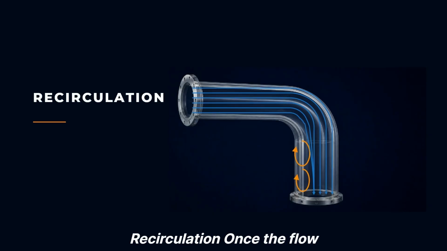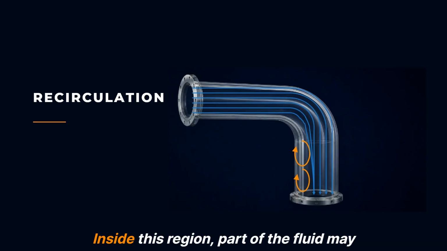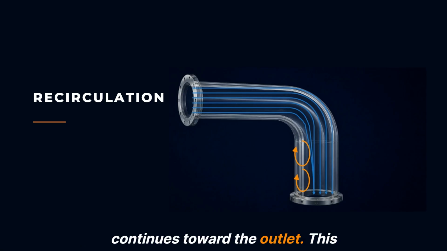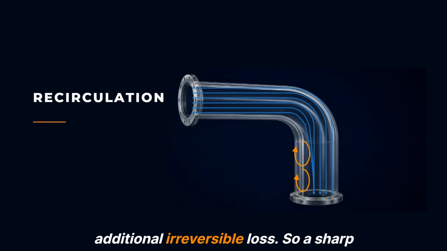Recirculation. Once the flow separates, a recirculation region can develop behind the separation point. Inside this region, part of the fluid may move backward locally, while the main flow continues toward the outlet. This separated region creates strong mixing between the recirculating fluid and the main flow. That mixing produces additional irreversible loss.